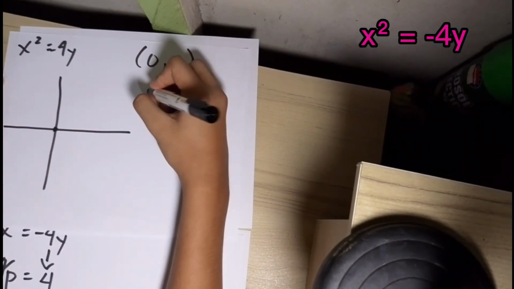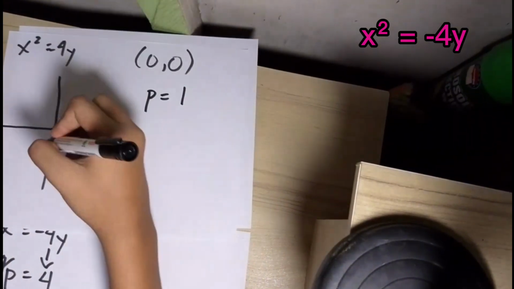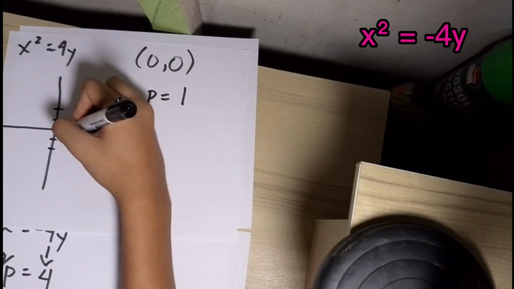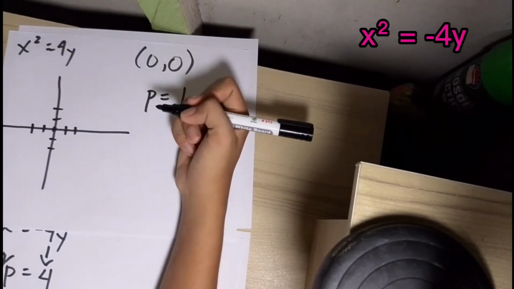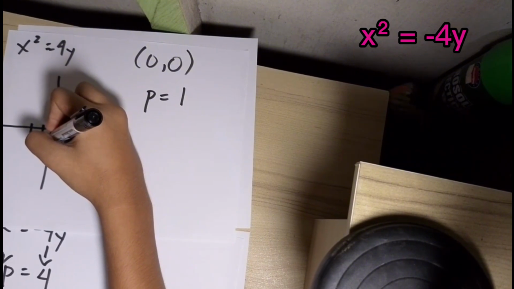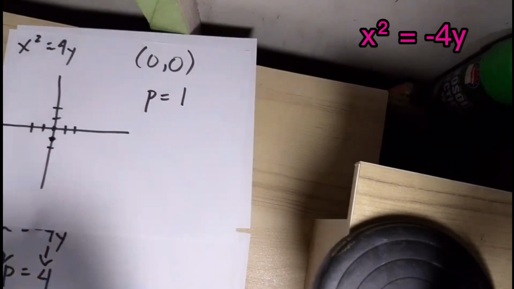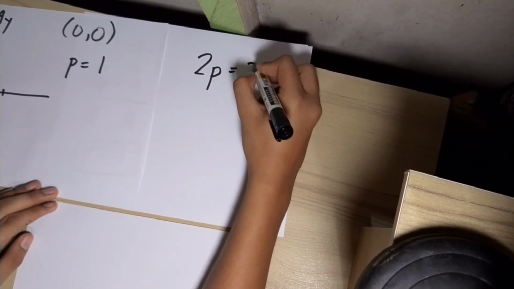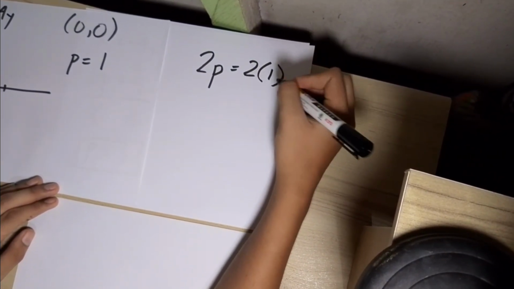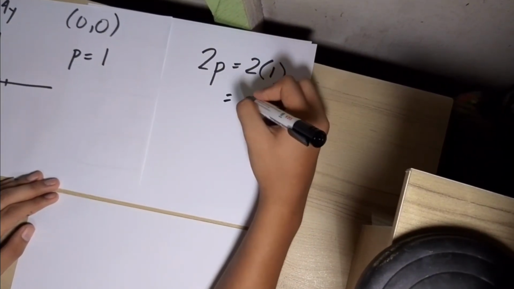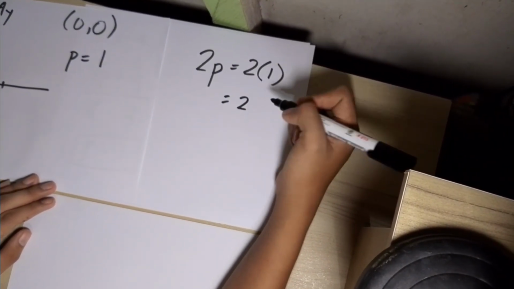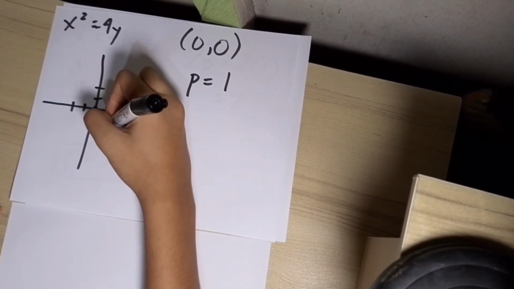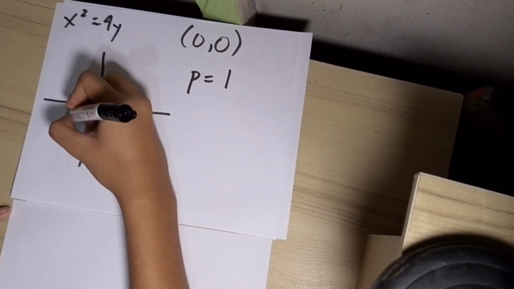We are going to plot one point since it is the value of p, from the vertex downward since it's a parabola facing downward. For the endpoints of the latus rectum, we just need to obtain 2p, which equals 2 times 1, which is also equal to 2. So the value of 2p is the distance that we need to plot from the focus to have the endpoint of the latus rectum. After that, you can now draw the parabola.